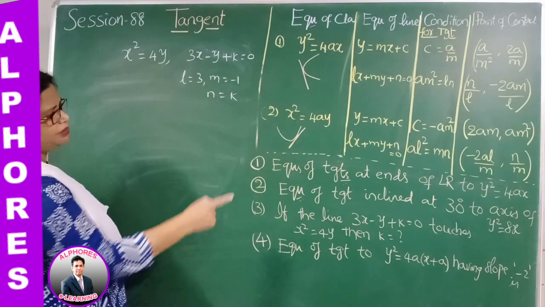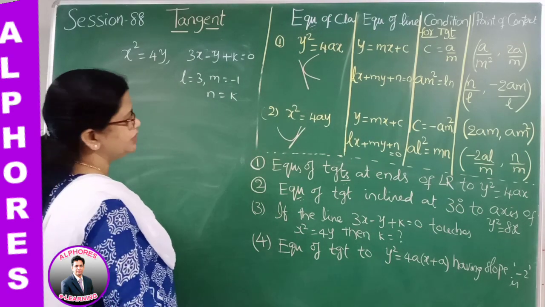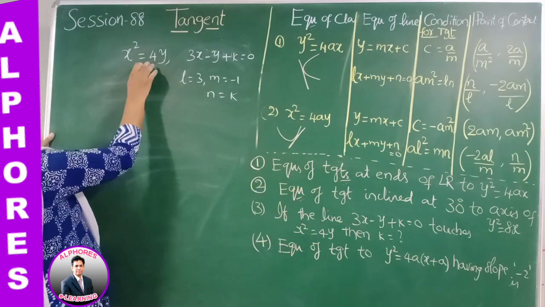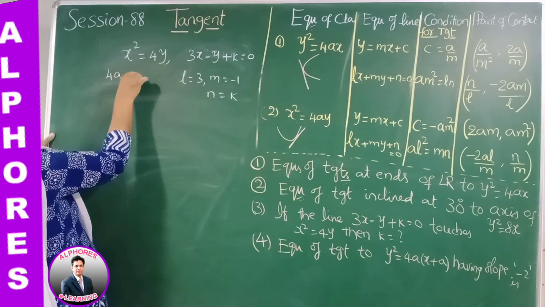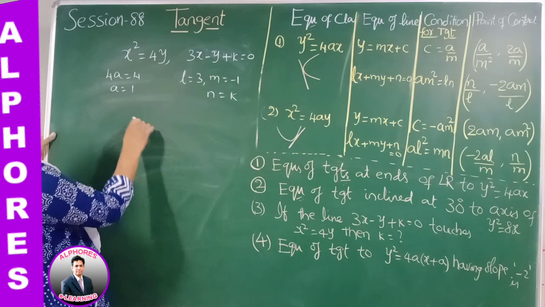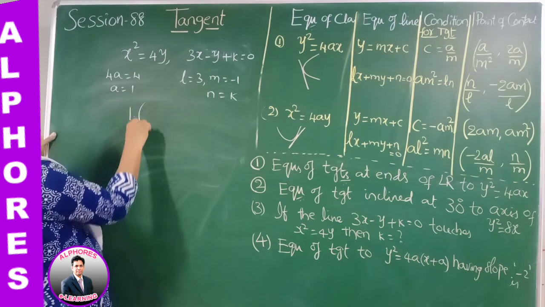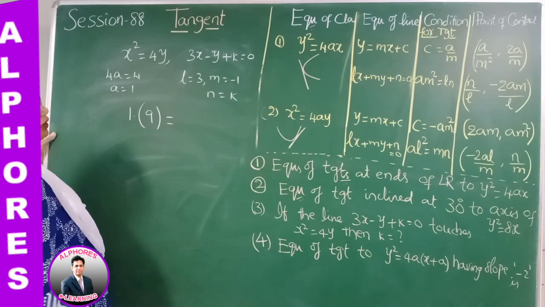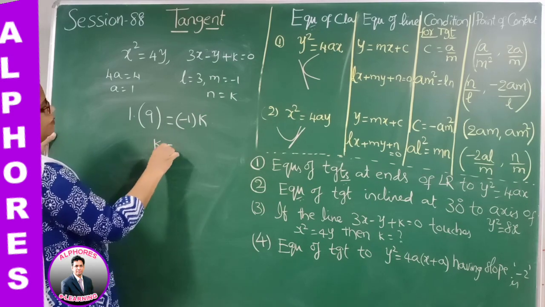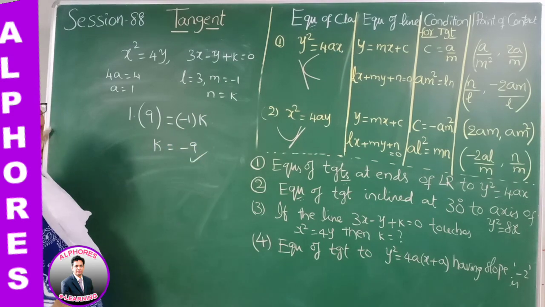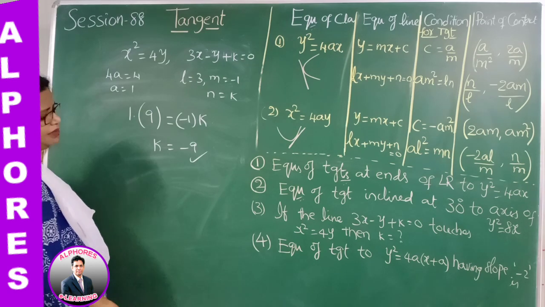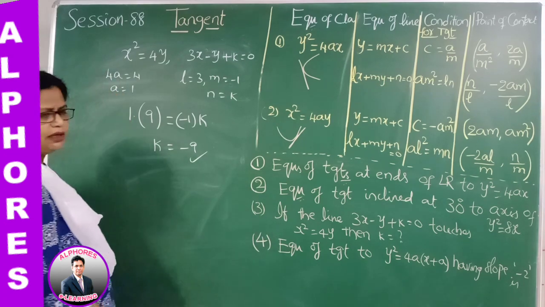Then if you substitute, our condition is a l square equal to mn. The value we got is 4a equal to 4, and that implies a is equal to 1. Now substituting 1 into l square, that implies 9 equals m into n, which is minus 1 into k. So k equals minus 9. In any way you can do it; once you remember the formula, well and good. Otherwise, just make use of the quadratic concept.